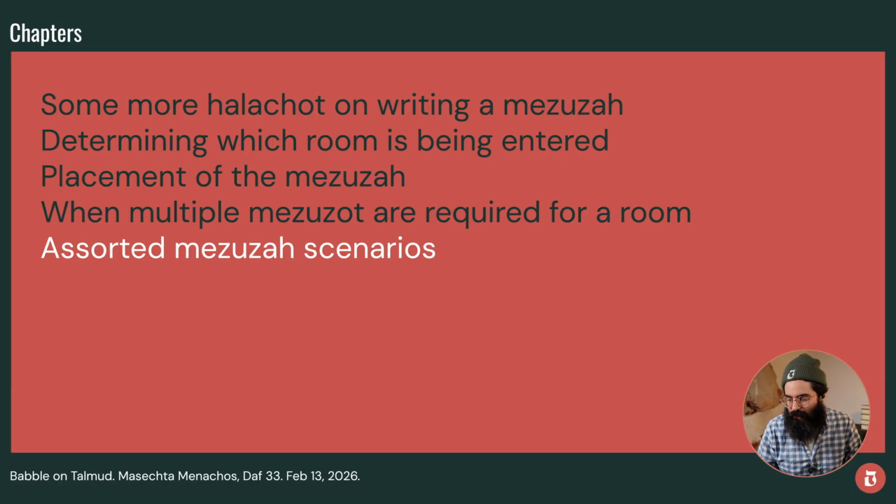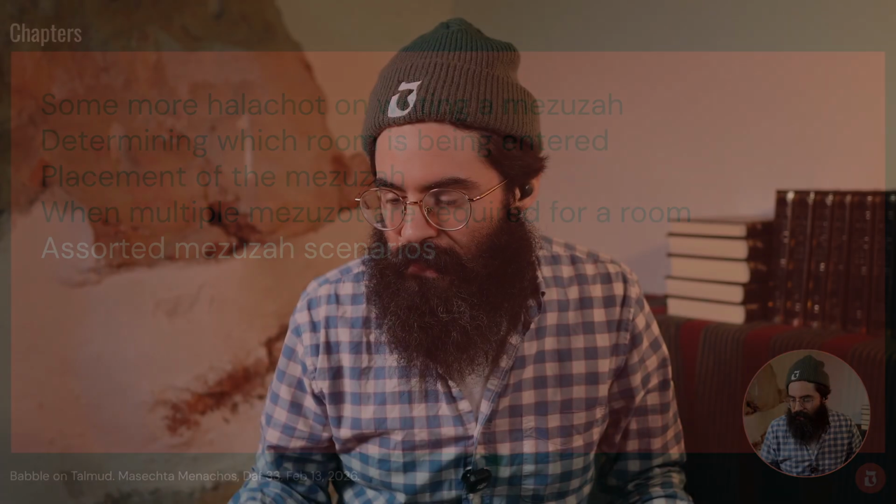We're going to be seeing, as I mentioned, lots of photos of different scenarios. We're going to have to use our imaginations a little bit, because these photos were not taken with Daf 33 of Masechta Menachos in mind. But I'm confident that we will be able to make good use of them. Friends, let's jump in.